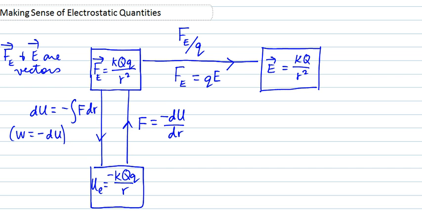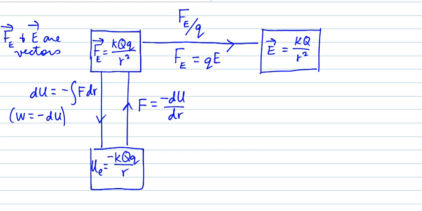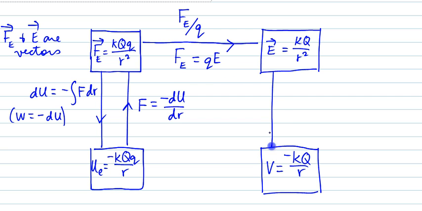Okay, so we've got that, and then finally let's put in voltage or electric potential. We know that this is KQ over R with a negative sign up there. And similarly, we know that to get from electric field to voltage, we just take the integral of field dr. And we also know that to get from voltage to field, we take a derivative.